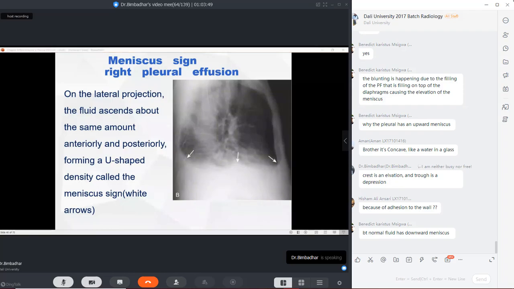Now, downward meniscus. Where did you read that one? Meniscus is always downward. There is nothing called an upward meniscus, Benedict. Fluid assuming a U shape is called a meniscus. It is not called a downward meniscus.